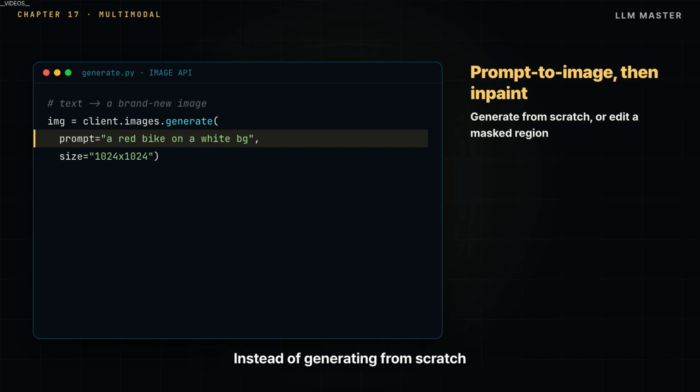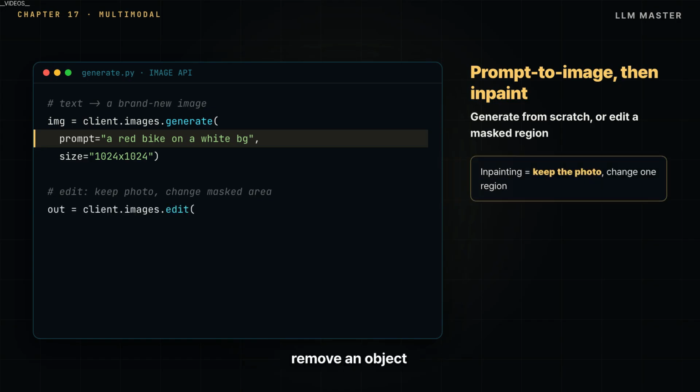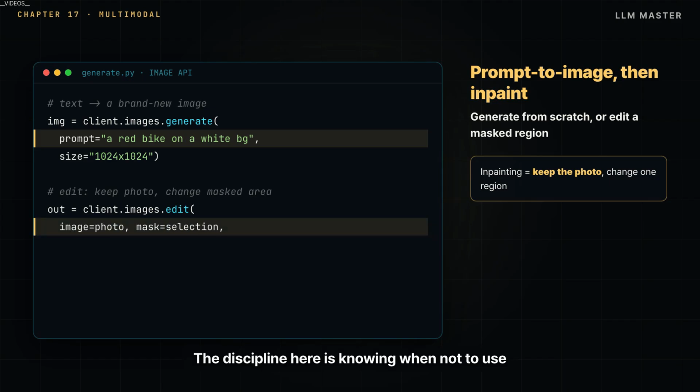Instead of generating from scratch, you pass an existing image plus a mask, the region you want changed, and a prompt describing the change. That's inpainting. Keep the photo, replace just the sky, remove an object, extend the canvas. The discipline here is knowing when not to use it.